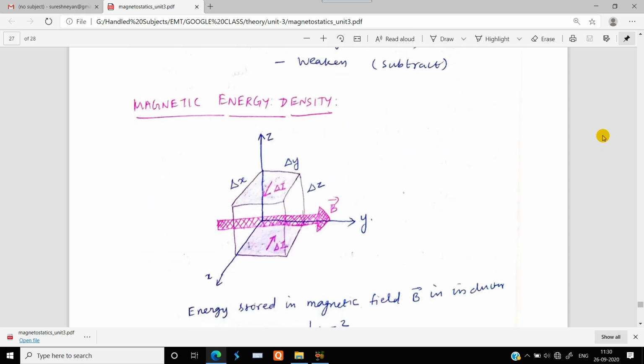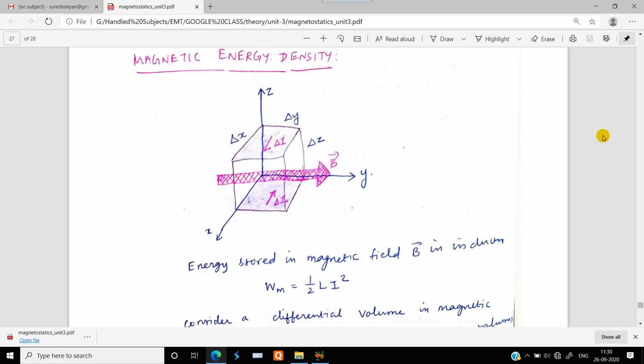So this is all about the inductance concept. Next we are going to see about the magnetic energy density. In order to define the energy density, we may be given a particular volume of a cube, which is going to be represented by del x, del y, and del z. So del x and del y represent the length and breadth of the cube, and del z represents the height of the cube.